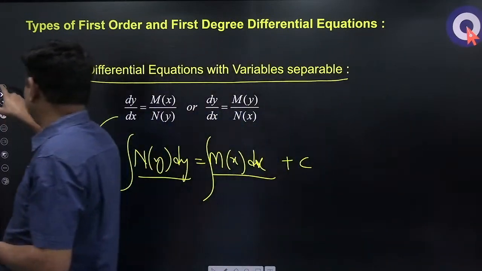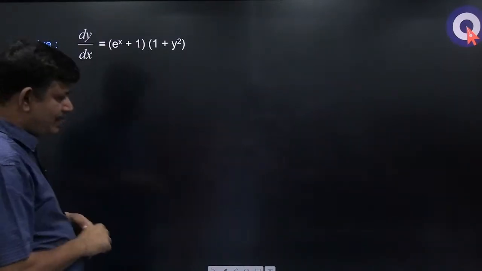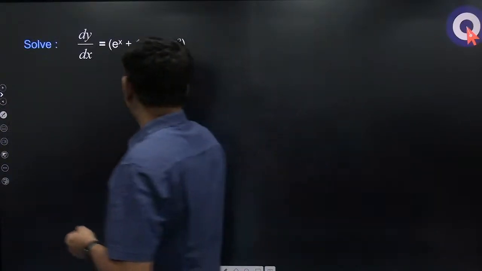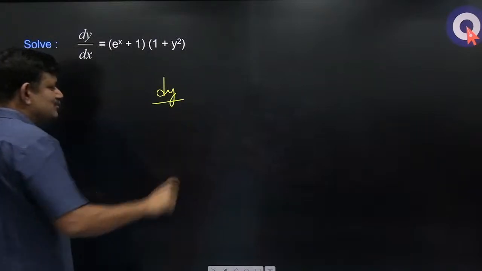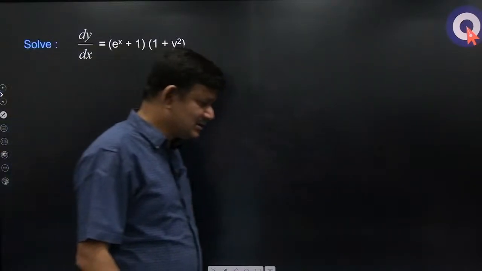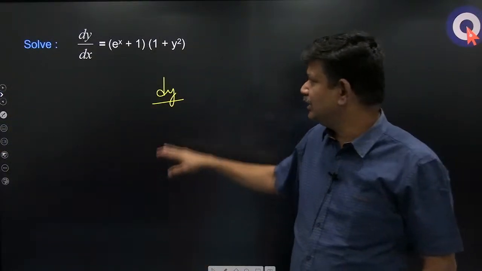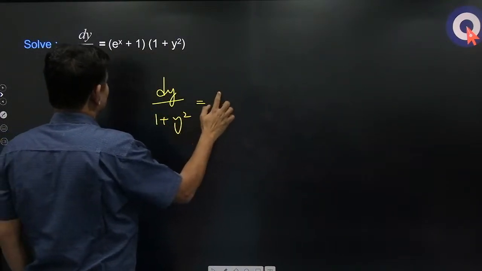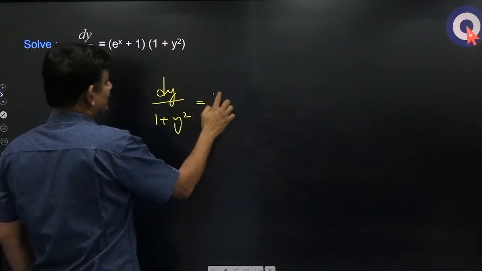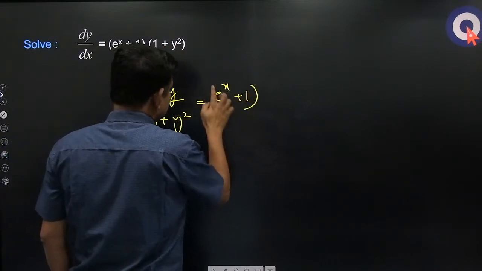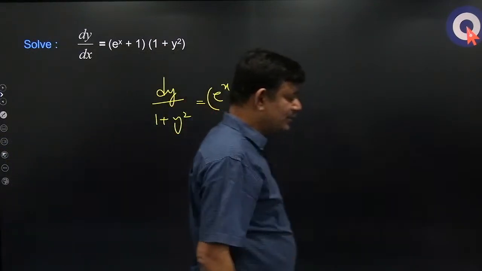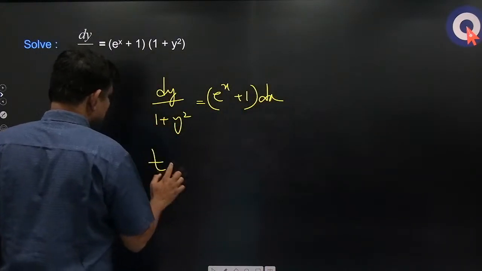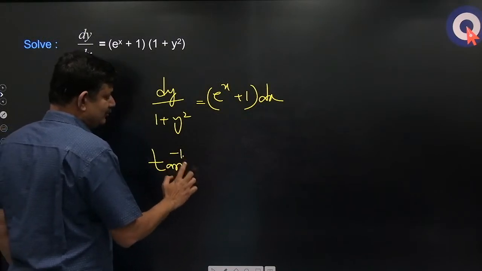ठीक है. सो देखते हैं कुछ वेरिएबल सेपरेबल मेथड्स. ये तो बहुत ही आसान है, देखने से ही पता लग रहा है कि क्या है. डी वाई बाई डी एक्स, सारे वाई टर्म्स को एक साथ लेके जाना है, सारे एक्स टर्म्स को एक साथ लेके जाना है. वाई टर्म्स क्या हो जाएंगे, 1 प्लस वाई स्क्वायर इधर लेके आओ, डी एक्स इस तरफ लेके आओ, ई पावर एक्स प्लस 1 इंटू डी एक्स. अब इसको सॉल्व करने के लिए आइंस्टीन को पैदा होने की जरूरत ही नहीं है, देख के ही पता चल रहा है. इसका एंटी डेरिवेटिव क्या है, tan इनवर्स वाई.